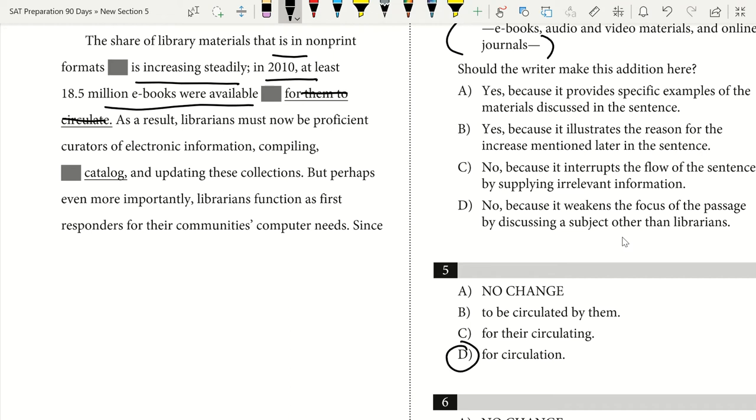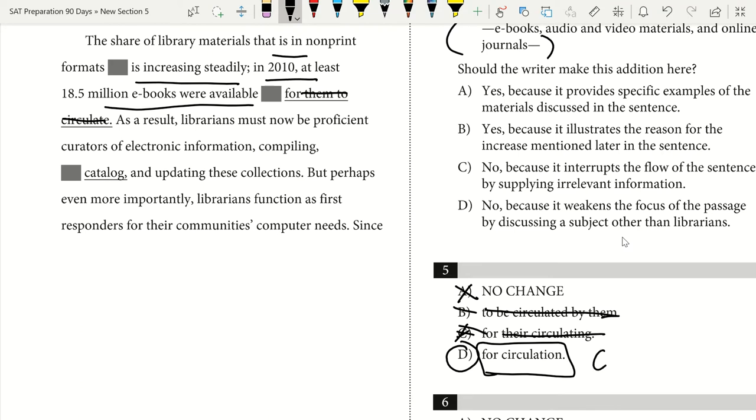Okay. Otherwise, we're repeating unnecessary information if we were to say they're circulating. Also, that's not grammatically correct. Or to be circulated by them, that's wordy. We already know that them is the librarians. We don't need to say that. We can just say for circulation. Okay, for circulation. That's the most efficient way to do it.